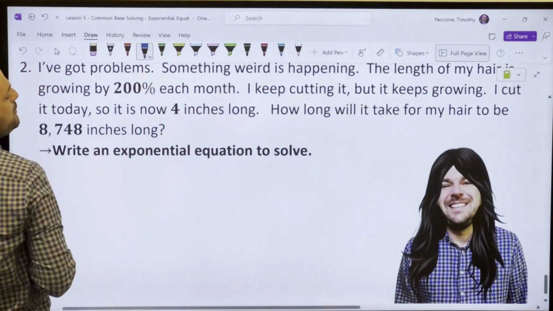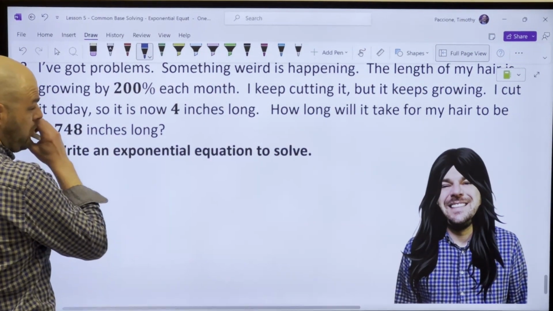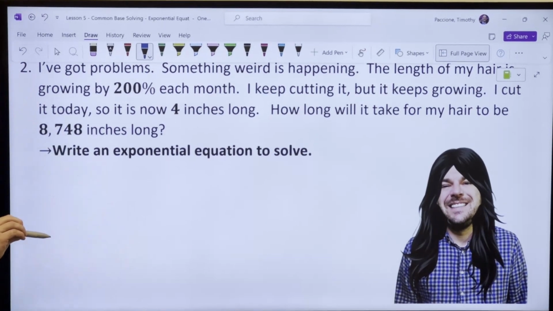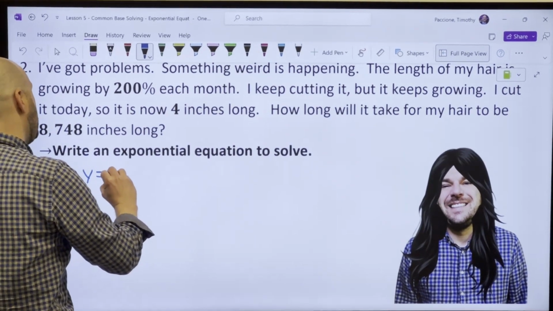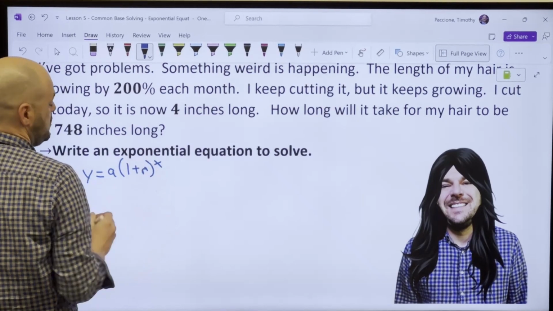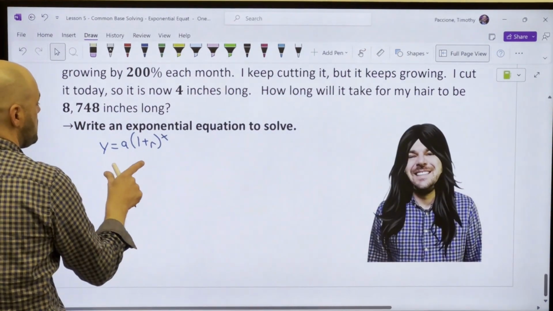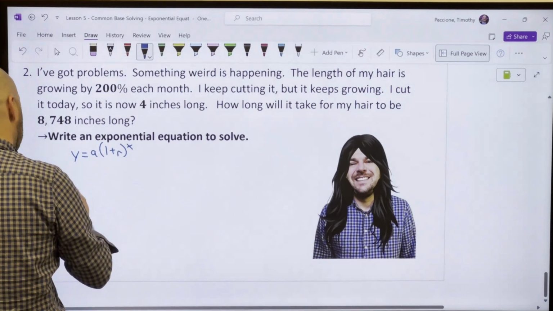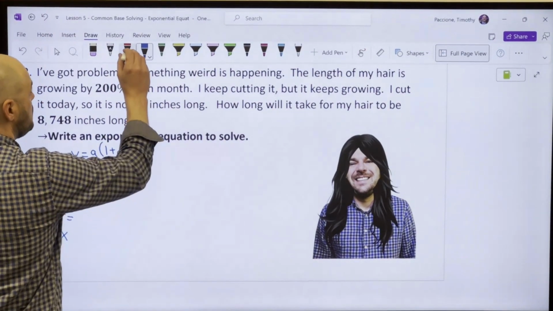Okay, so anyway, let's write an exponential equation. So, are we growing? Yes. Okay, so is it by a rate or is it by a multiplier? A rate. So it's y equals a times 1 plus r to the x, right? That's what we're dealing with. So we need to find those pieces. So y, a, r, and x. What's the n value?